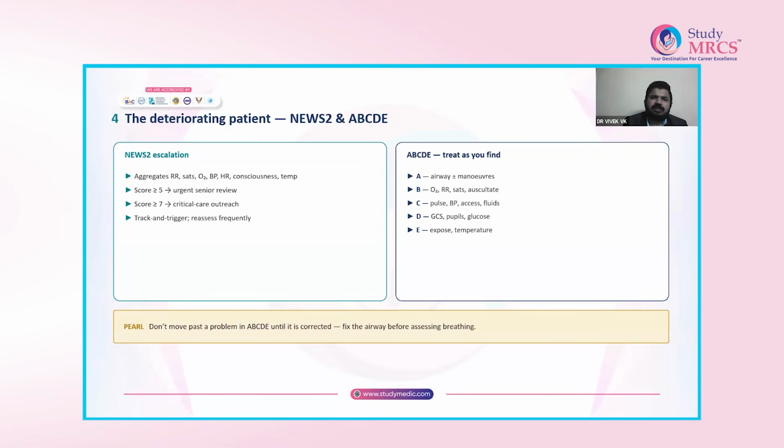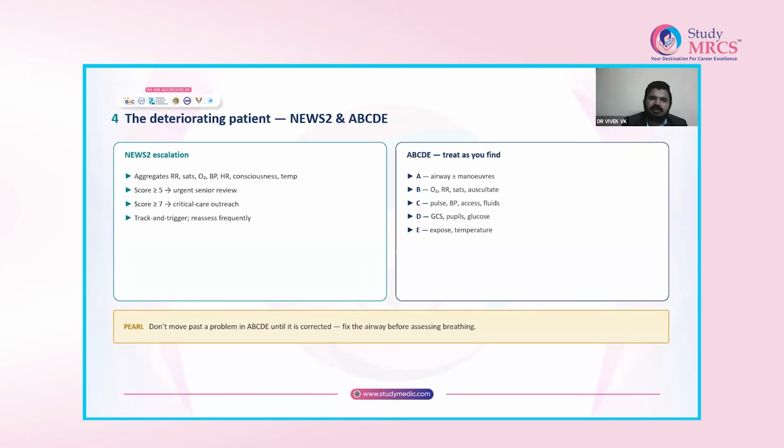The E means exposure. You have to expose the patient completely. Sometimes the injury site may be masked. Suppose the patient might be having some sort of contusion in the flank following an RTA; unless you look for it, you may miss that finding. And the temperature is also important, because the patient might be in hypothermia or hyperthermia. You may have to react accordingly.